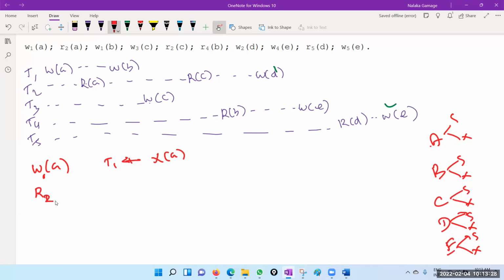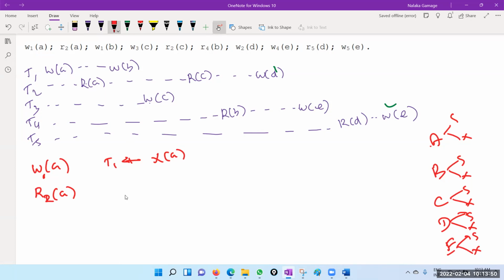Read A. Transaction 2 needs to read A. Now, can it read it? No, because the exclusive lock is with transaction 1. When you read, you look at the exclusive lock. If the exclusive lock is available, you get the shared lock. But here, the exclusive lock is not available because it is with transaction 1.